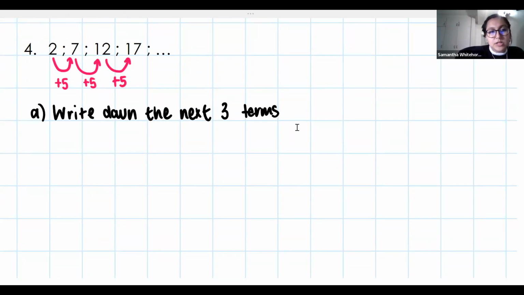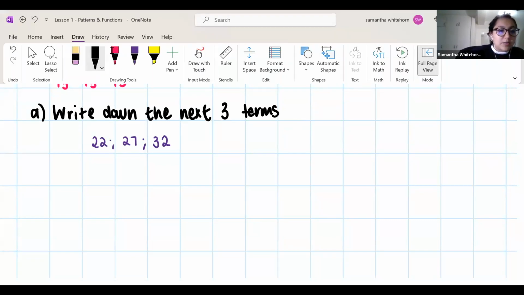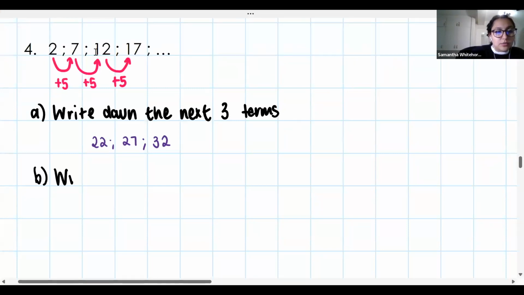Good, guys. So we know we just keep adding 5. 17 plus 5 is 22. Plus 5 is 27. Plus 5 is 32. So we can very easily get our next terms. What we need to be able to do from this is write down a general rule or a general formula.